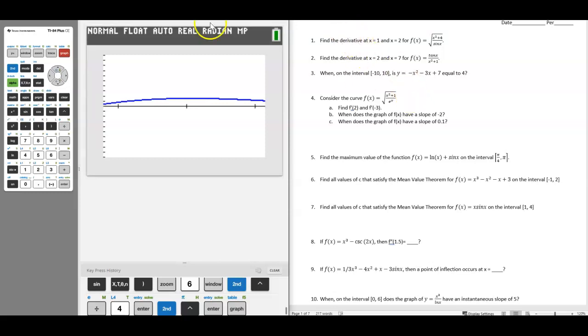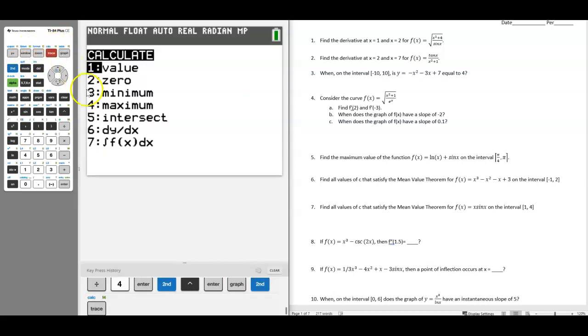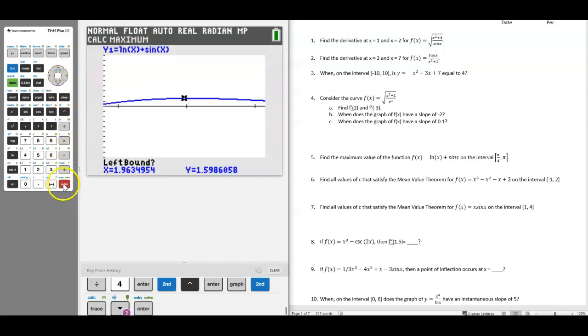Anyway, so I want to find the intersection or the maximum. So I'm going to hit second calc. Some of you might think second trace, I tend to say second calc. And see, I've got this maximum option here. So I'm going to scroll down to that 4th option, hit enter. And now it asks me some questions. It asks me to go left of the max. The next one's going to be right bound, and then give a guess.